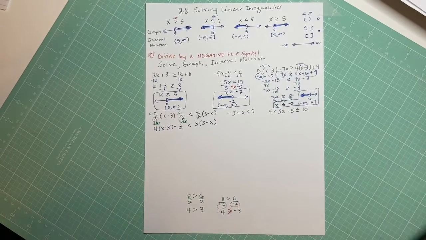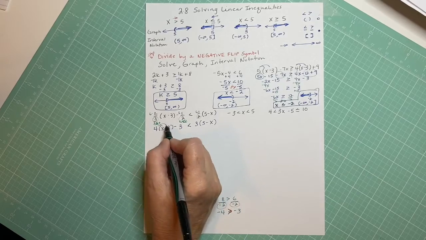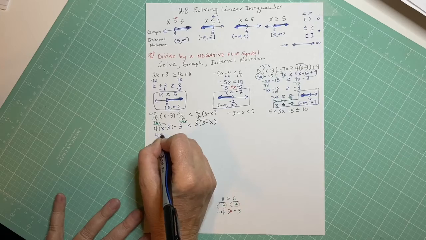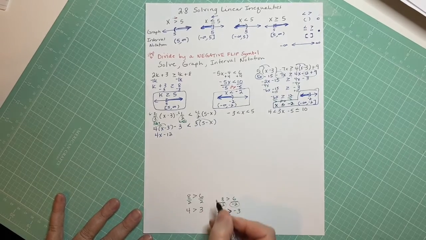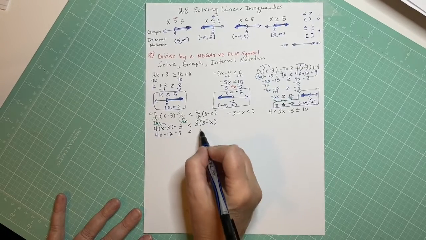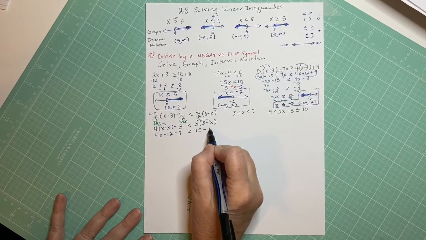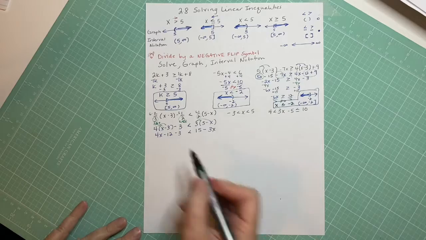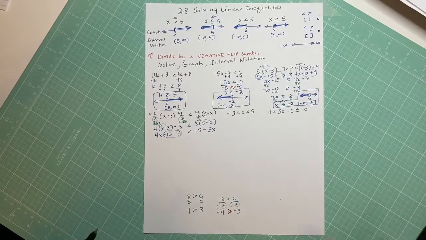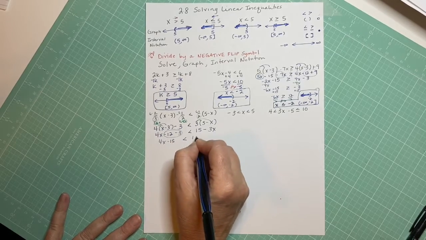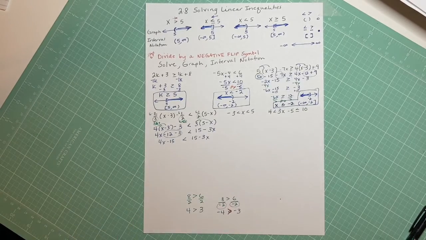So step 1, we got rid of our fraction. Step 2, get rid of the parentheses. So 4 times x is 4x. 4 times 3 is negative 12. Bring down the minus 3, the less than. 3 times 5 is 15. 3 times negative x is negative 3x. Step 3, be aware of your equal sign and combine like terms. So this would be 4x minus 15 is less than 15 minus 3x.